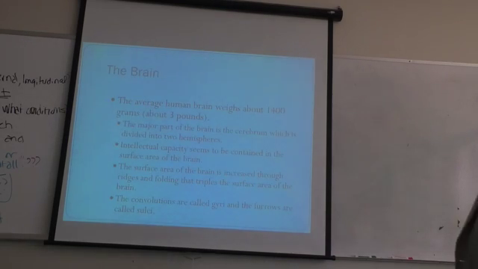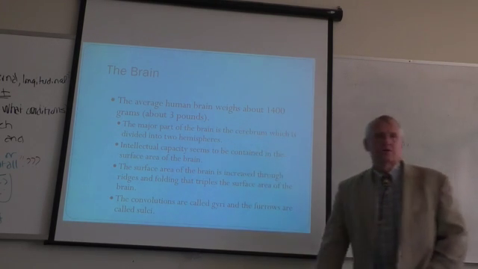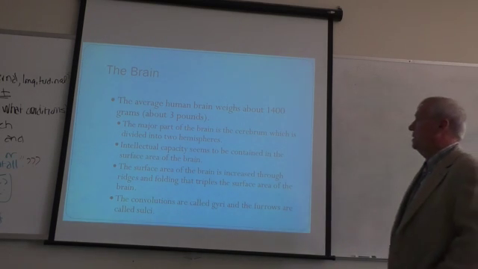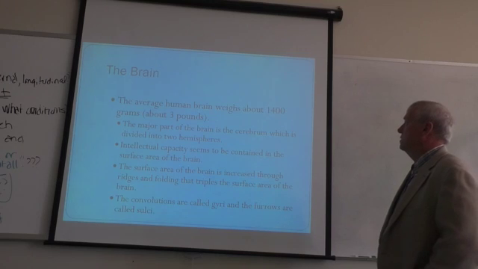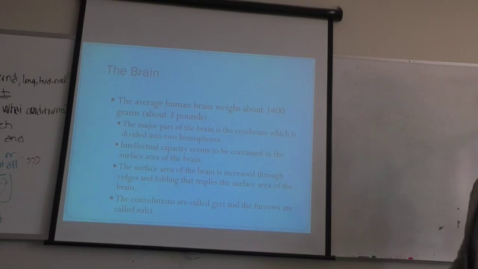The average human brain weighs about 1,400 grams, about 3 pounds. The major part of the brain is the cerebrum, which is divided into 2 hemispheres. As I keep telling you guys, Homo sapiens sapiens, who we are, does not have the largest brain of all the hominids that have ever been around. There was an earlier version of human that had a bigger brain. It was Neanderthal man, who had a brain that was about 1,750. So it was bigger.